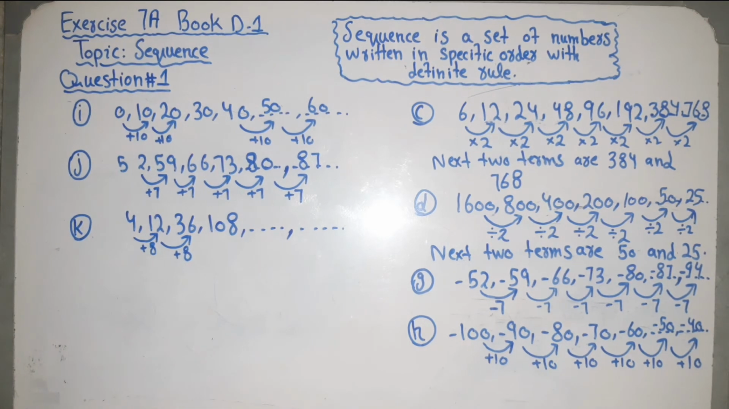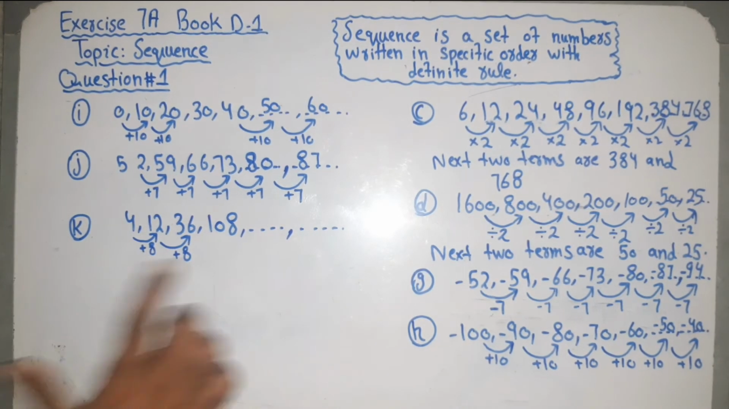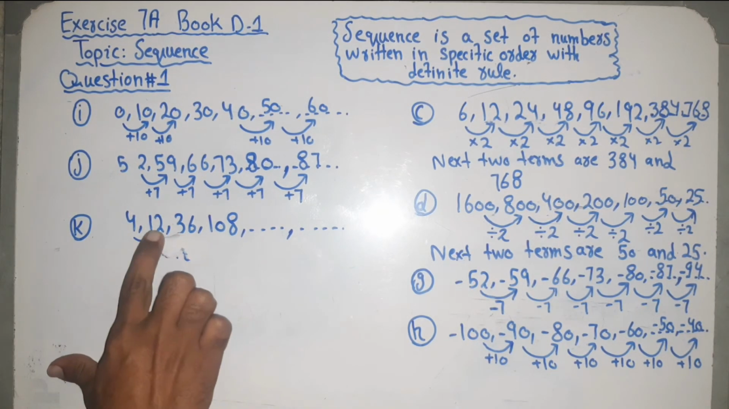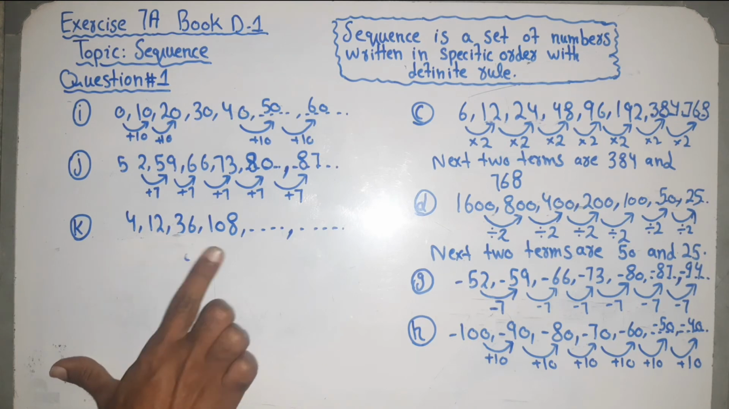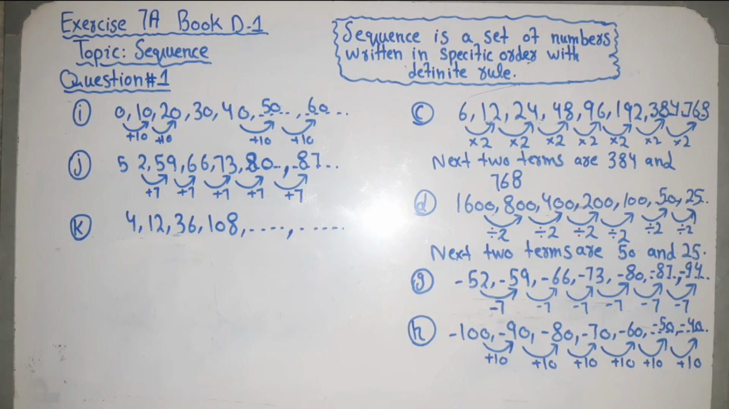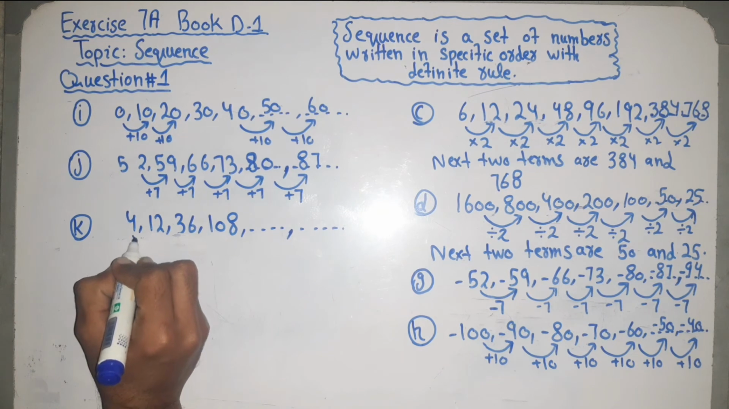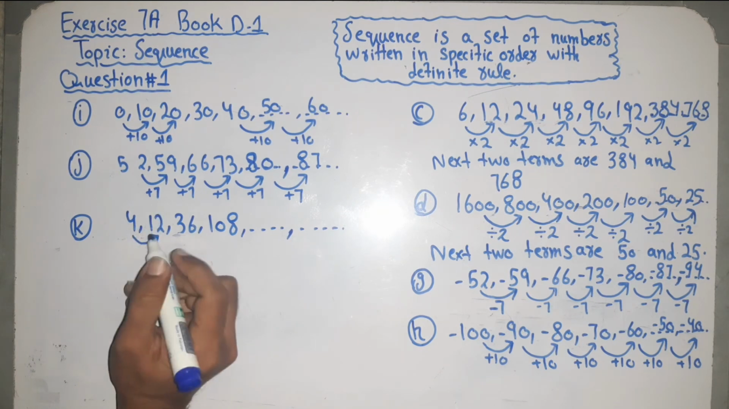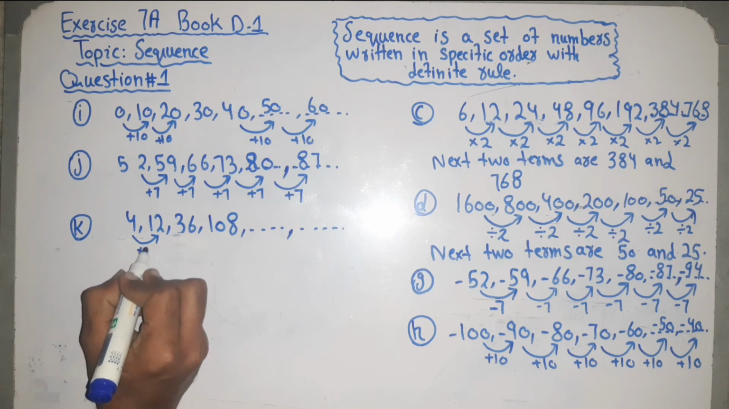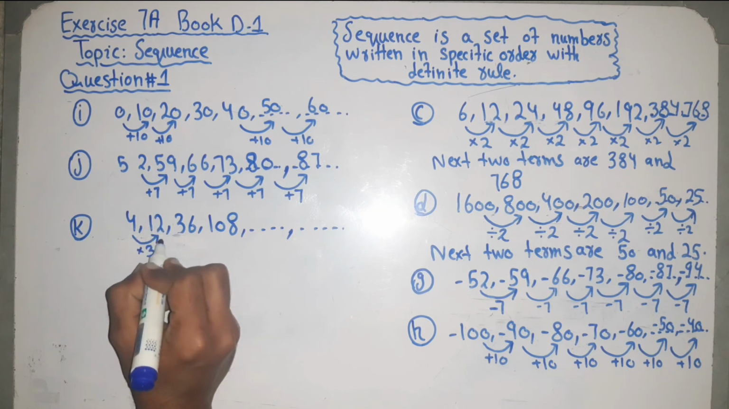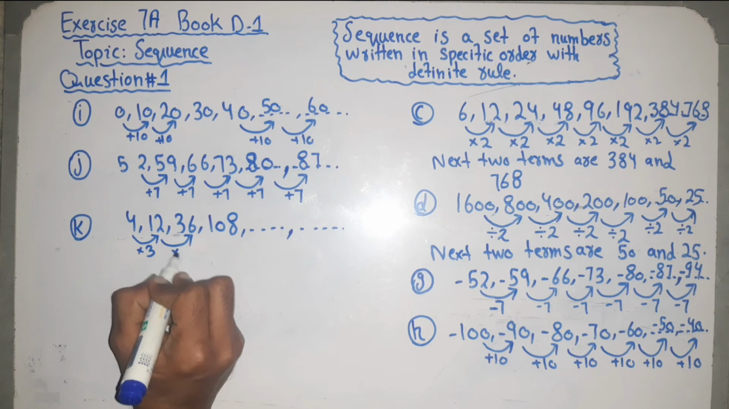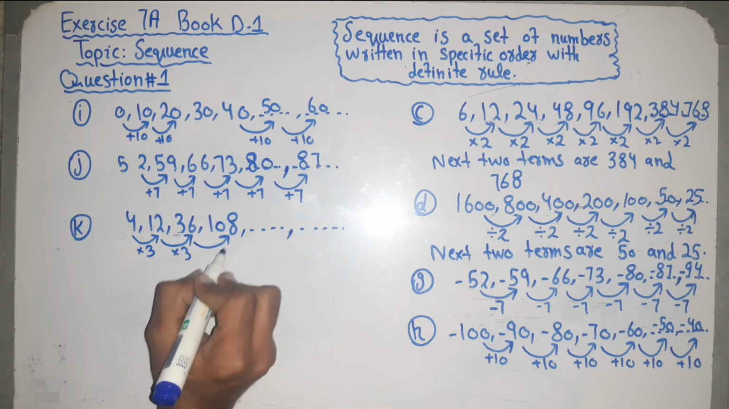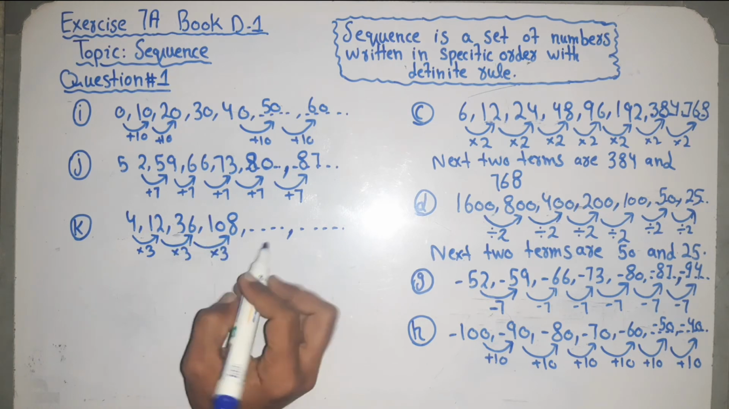So it means that this sequence is not following the rule of addition. So now what we have to do is multiply 4 by some number to get 12. So 4 3s are 12. Similarly, we multiply 12 by this number to get 36. 12 3s are 36. So it means that this is following the rule of multiplication.